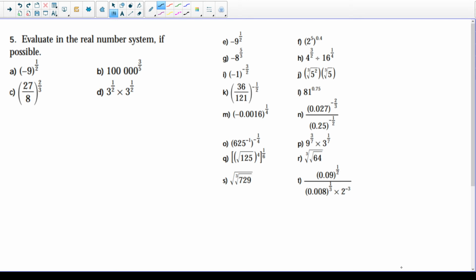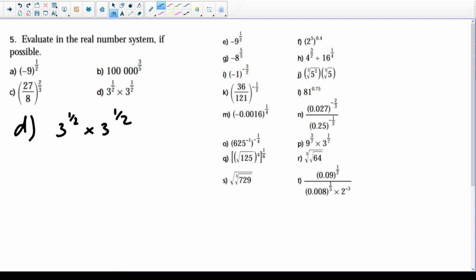This is number 5. Now, number 5 was in 2 different columns in the textbook, so I had to split it up like this. Let's look at a few of these together. I'm not going to do them all. Let's look at D. Now, notice they're saying evaluate again in the real number system. That means no complex answers. Now we know how to work with complex numbers, more or less. We've kind of started to look at that, so you could potentially find the answer anyway. Let's look at M for an example. But let's look at this one first.